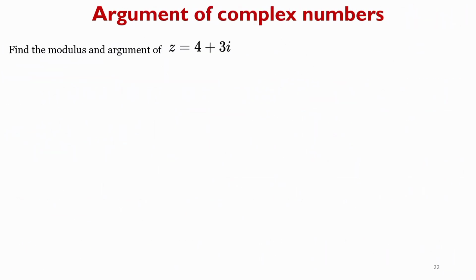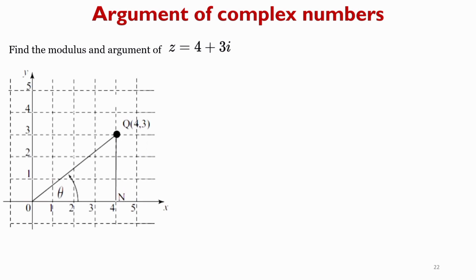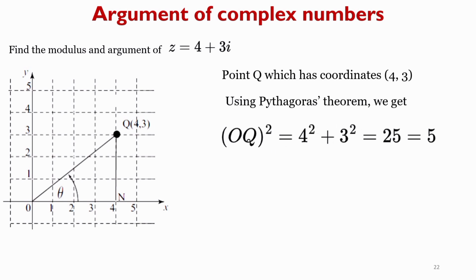Okay, let us see an example. We want to find the modulus and argument of z equals 4 plus 3i. What we first need to do is draw this. This is represented by point Q, which has coordinates 4 and 3, and the modulus of z is the length of OQ, and we again use the Pythagoras theorem, and we get 5. So hence the modulus is 5.